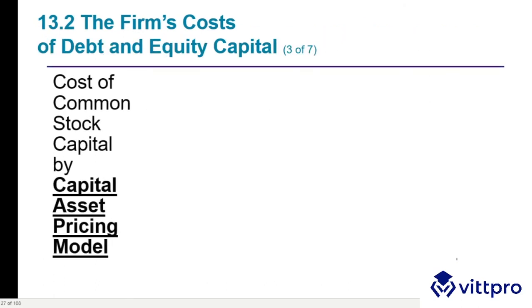Then you calculate the cost of common stock capital, i.e. your own investment, shareholders' money, proprietors' money, partners' money, or however you want to say it. That is the most difficult to calculate because you don't have any benchmark. For that we use something called the capital asset pricing model.